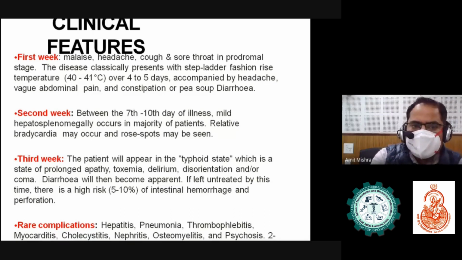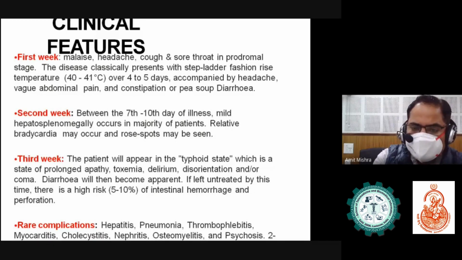In the first week, the patient presents with malaise, headache, cough, and sore throat in a prodromal stage. The disease classically presents in a step-ladder fashion, with temperature rising to 40 to 41 degrees centigrade over 4 to 5 days, accompanied by headache, vague abdominal pain, and constipation or pea soup diarrhea. In the second week, between the 7th and 10th day of illness, mild hepatosplenomegaly occurs in the majority of patients. Relative bradycardia may occur and rose spots may be seen.